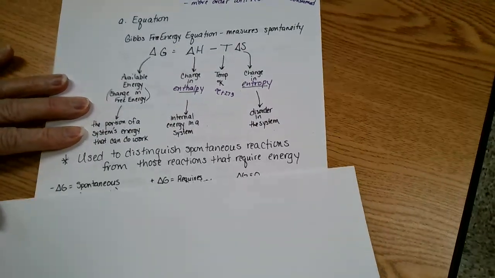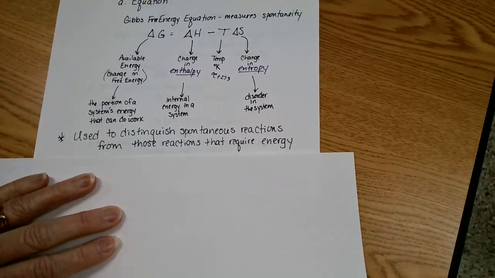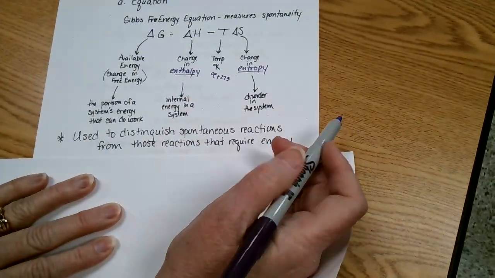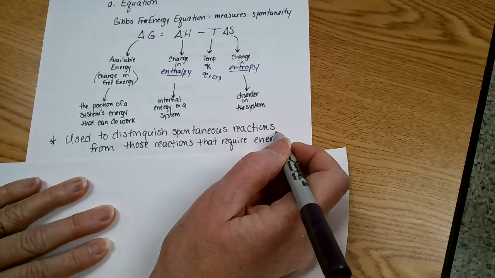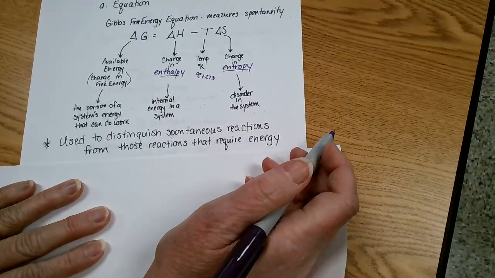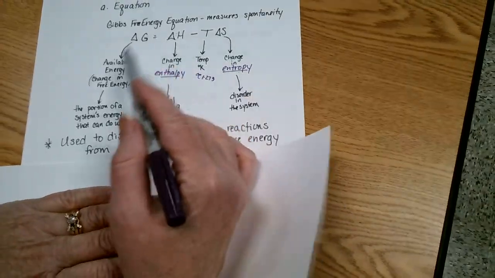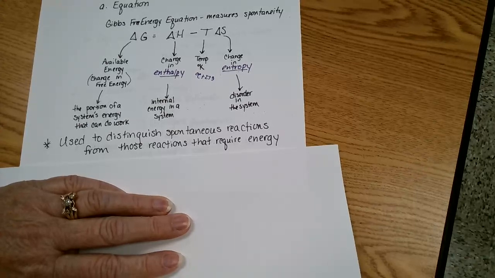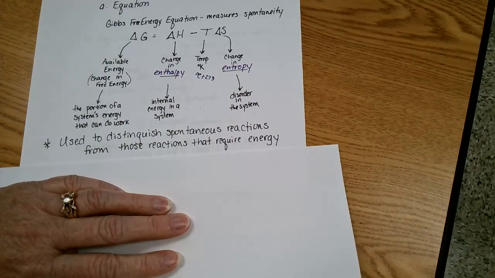So we have a very important statement to use here. It says this equation is used to distinguish a spontaneous reaction from those reactions that require energy, or non-spontaneous reactions. So we figure all this stuff out, and then we can say whether this thing is going to go boom or if we're going to have to put a lot of energy into it. So this is a way of determining if something's going to require energy or if something's going to give off energy.